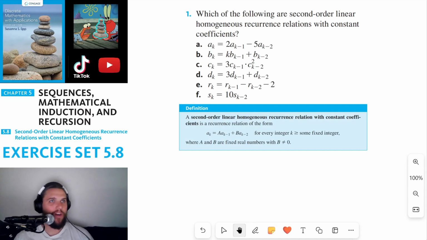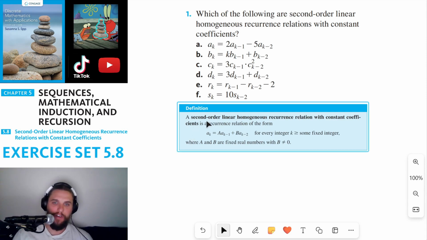Which of the following are second-order linear homogeneous recurrence relations with constant coefficients? Now, here I have the definition of a second-order linear homogeneous recurrence relation with constant coefficients from the textbook, which says it's a recurrence relation of the form a sub k equals a constant, a fixed real number, a times a sub k minus 1 plus a fixed constant b, which has to be non-zero, times a sub k minus 2.